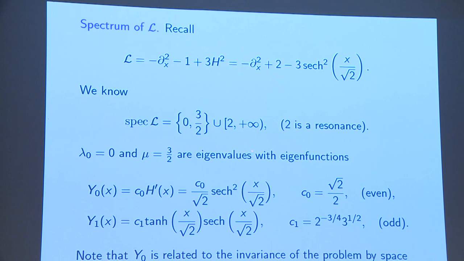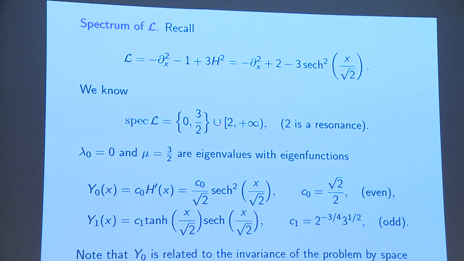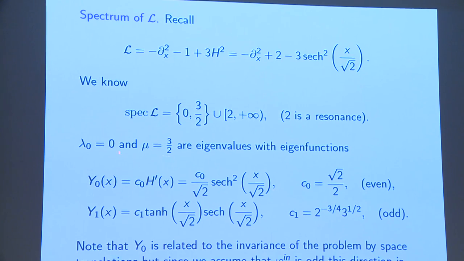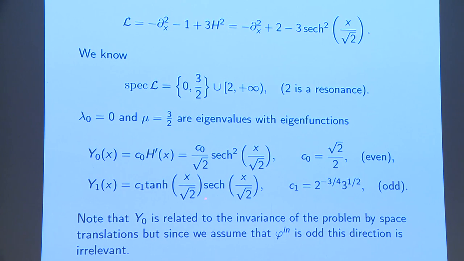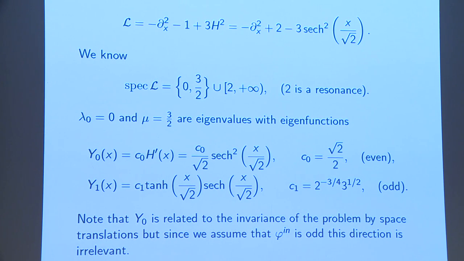In order to explain the result and how we prove it, I have to talk about the spectrum of the linearized operator. As I said, it is explicit. Zero is an obvious eigenvalue that corresponds to translations. There is another eigenvalue, whose eigenfunction is very important for what I will talk about, because it happens to be odd. Then you have a continuous spectrum, and 2 is a resonance, but the resonant eigenfunction is even, so it doesn't play a role here. So, besides the translations, you have the first non-zero mode, which is odd. And this is important.